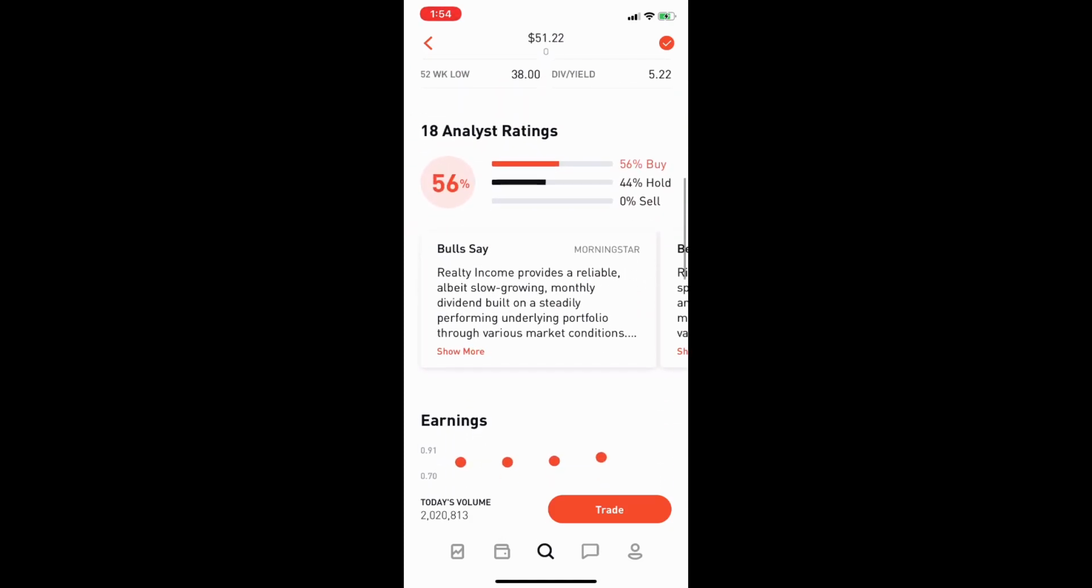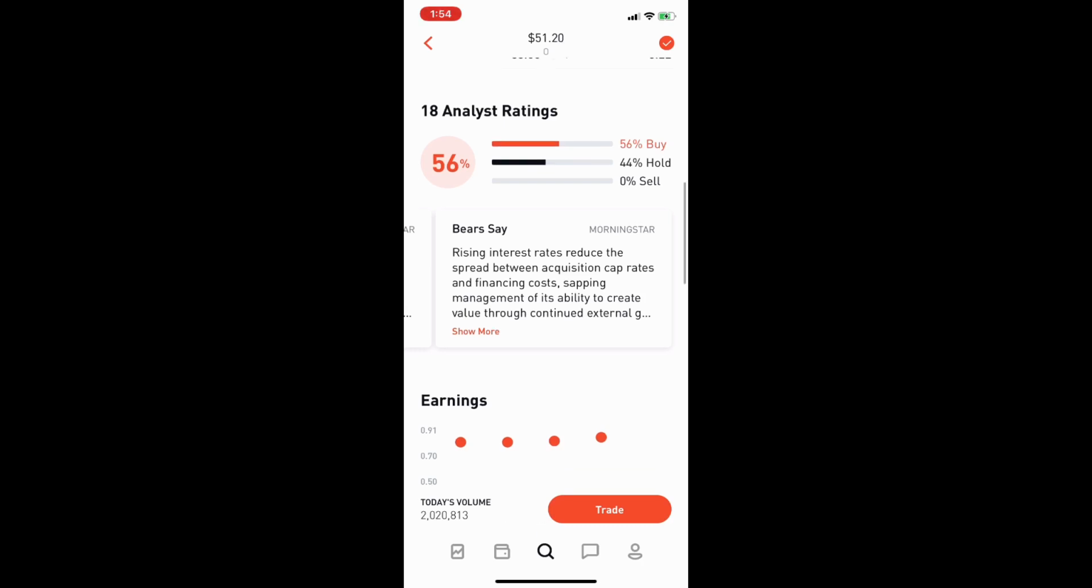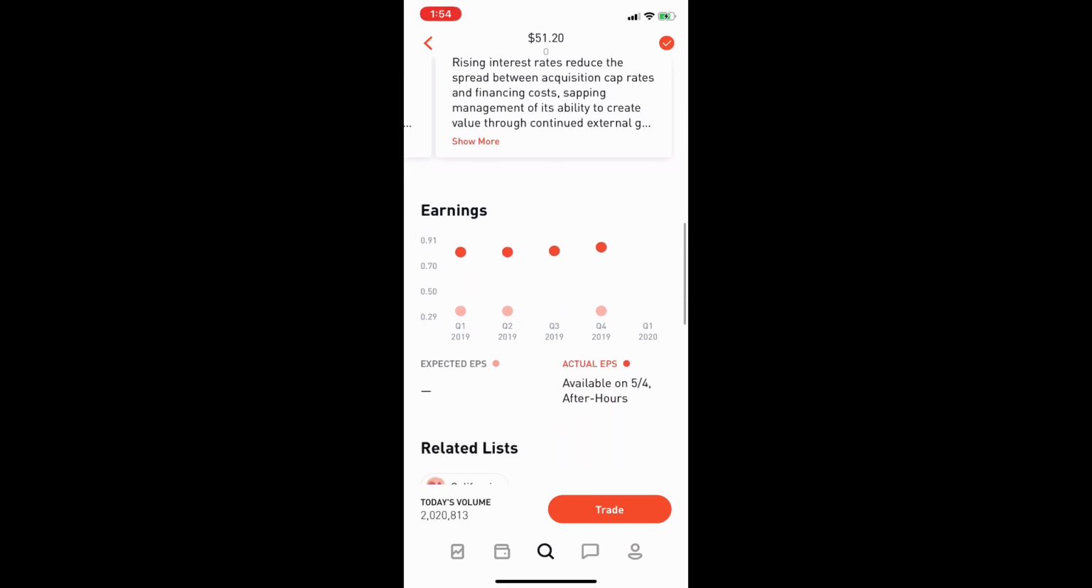But if we continue to scroll down here, you can see what analysts are saying about each company, why bulls are saying the company is going to grow and increase in value and why you should buy it, and then why bears think the stock is going to do just the opposite and why you should sell it, or why it's going to go down in value. If we keep going down, we can see the earnings of the company.